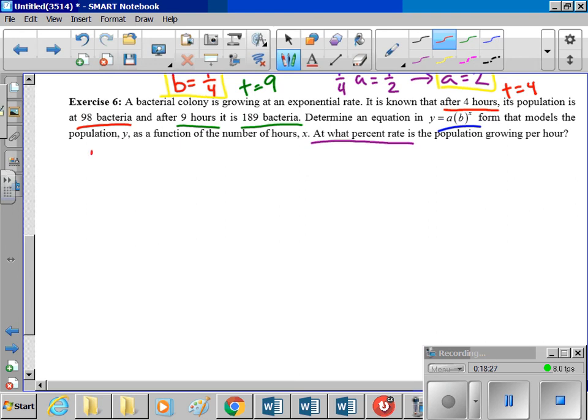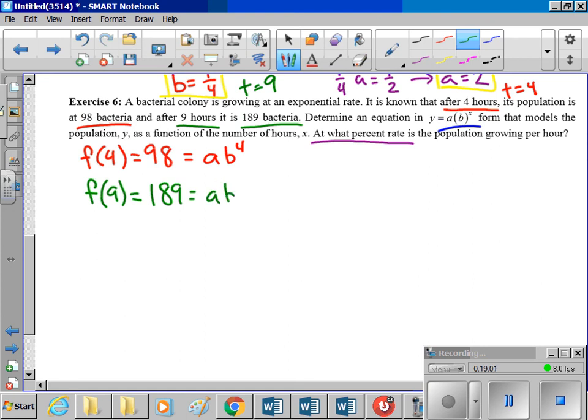So I'm going to have f of 4, because my time is 4 for my red point, equals 98. And I want, for my green point, f of 9 after 9 hours, 189. Okay. Then I'm going to fill in what the rest of my equation looks like. It's going to be a b to the 4th. This one's going to be a b to the 9th.